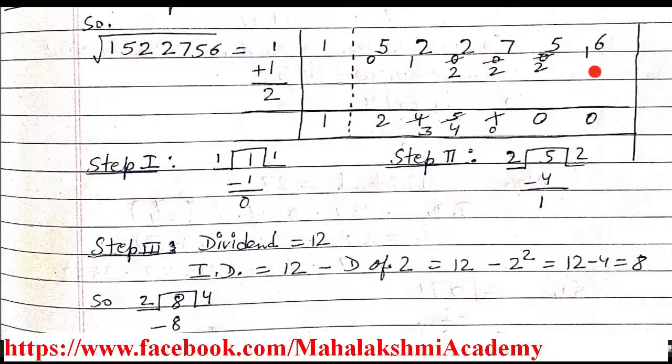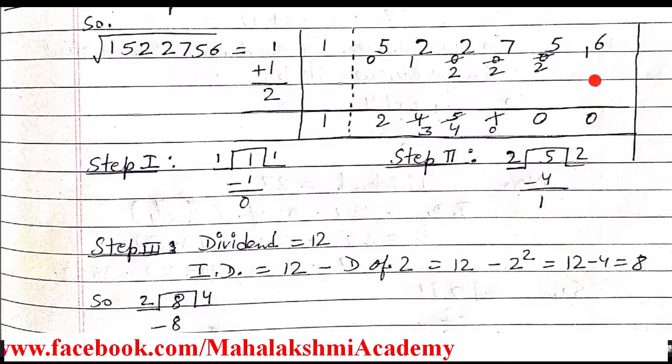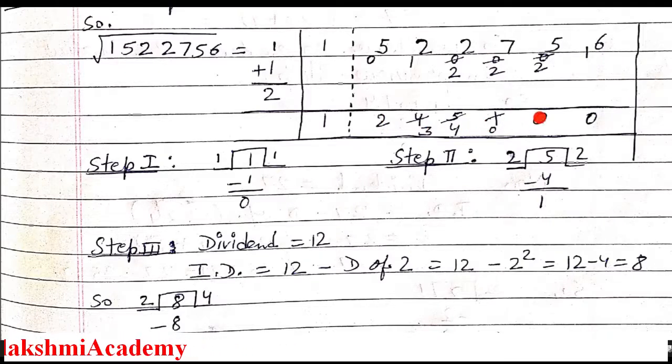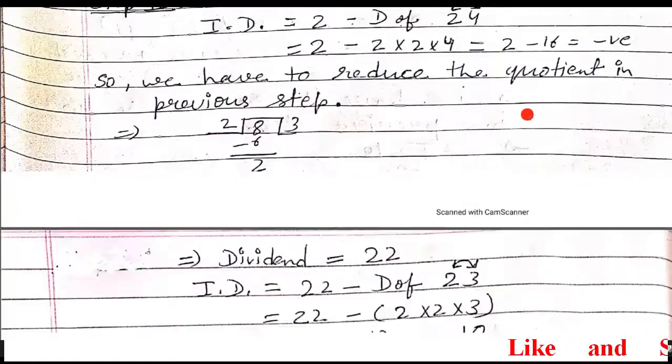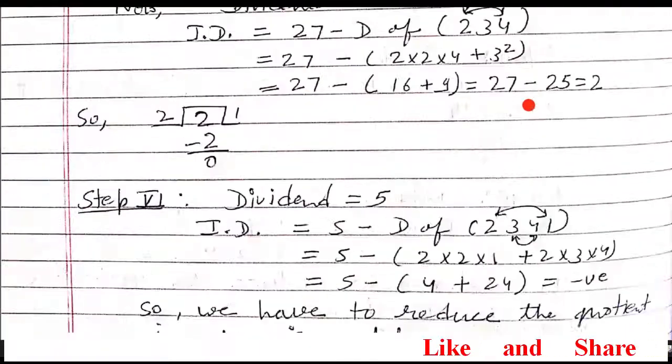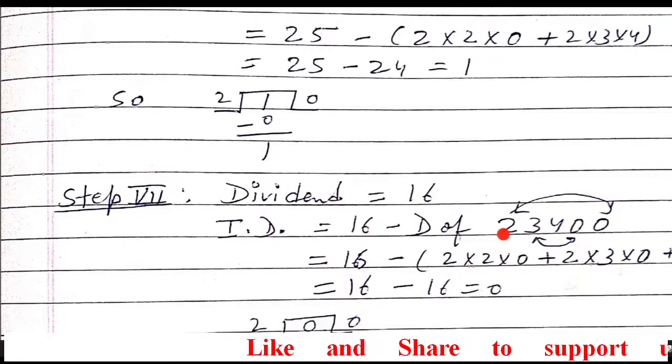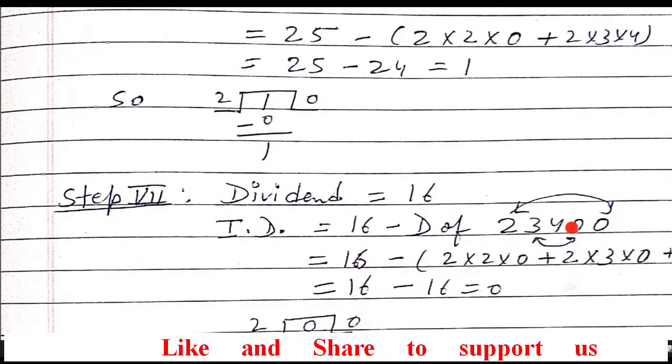So before 16, just draw imaginary line here. So before 16 and after dotted line, you have so many digits. 3, 2, 3, 4, 0 and 0. So 5 digits, 2, 3, 4, 0, 0. So 16 minus D of these numbers. So just see the step. 16 minus D of 2, 3, 4, 0, 0.